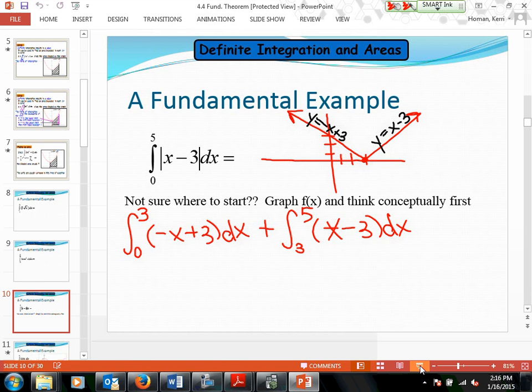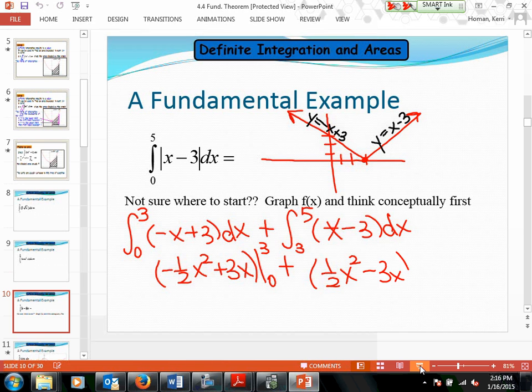Is everyone okay with all of that? That's where the F(b) minus F(a) comes in. We just broke this up into two integrals because we have two different functions. Now we'll do it. So now we'll have negative 1/2 x squared plus 3x evaluated from 0 to 3, plus 1/2 x squared minus 3x evaluated from 3 to 5.